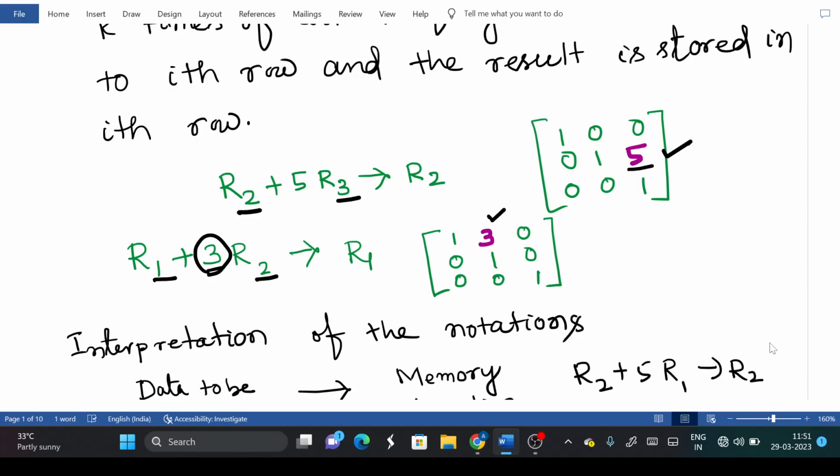Then what is the role of elementary matrices? If this matrix is multiplied to any matrix A from the left of it, then in the new matrix, this operation will take place.